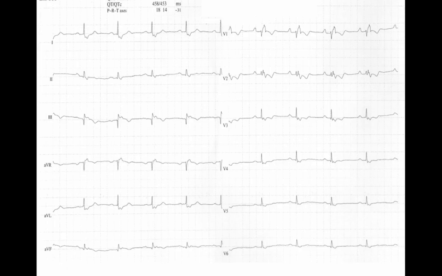Just kind of odd looking, that splintered look. We do have the inverted T waves, as you can see in the precordials. We don't have the signs of right atrial enlargement, but we do have that right ventricular conduction delay along with the T wave inversions.